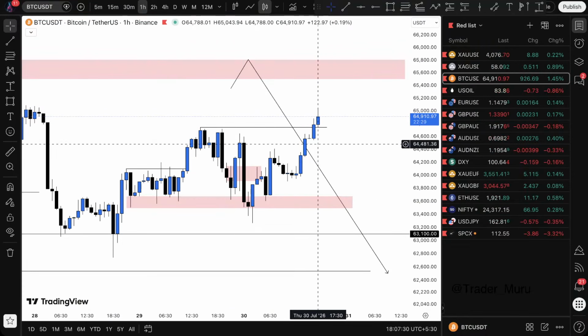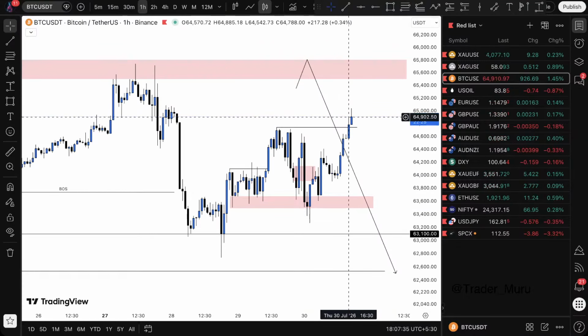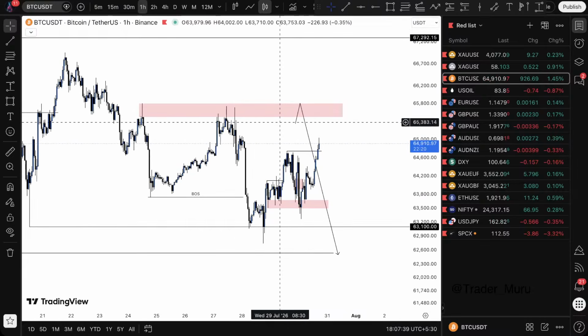BTC is performing well as we were expecting from yesterday's area. It is already bullish and targeting this high. From this zone we will have a sweep, then we can watch for a short in BTC.